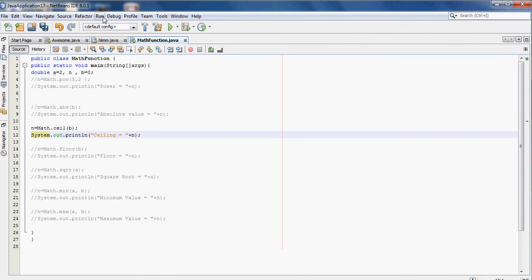Math.ceil. This is really simple. So the number here is 2.5213. Then ceil should be 3.